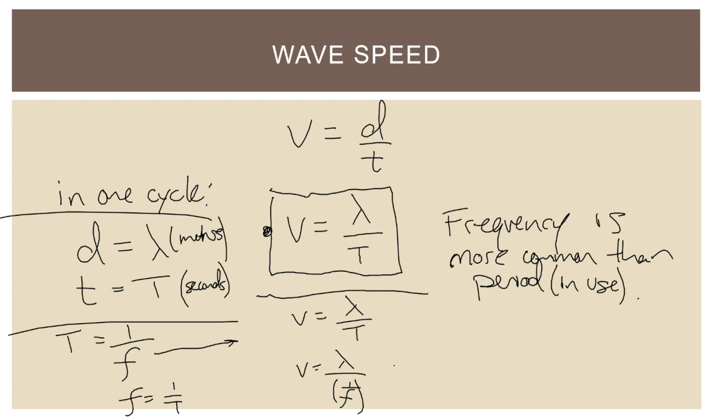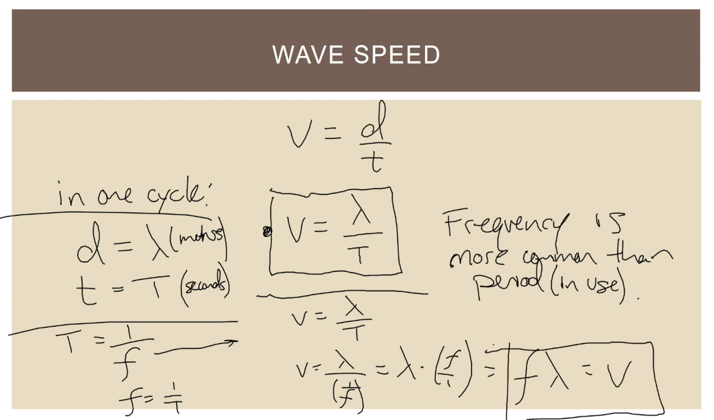Now, of course, when you divide by a fraction, you flip and multiply. And so that means this is going to be equal to the wavelength times the frequency over 1, which is just equal to the frequency times the wavelength. And that version of the equation is definitely the most common version of the equation that we use.